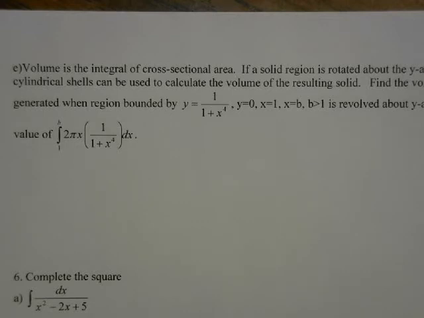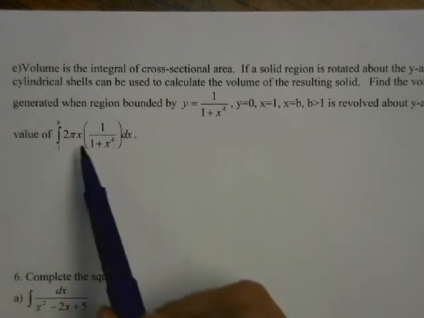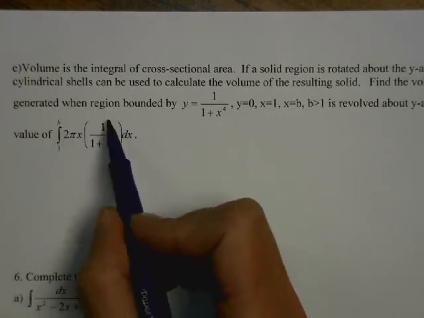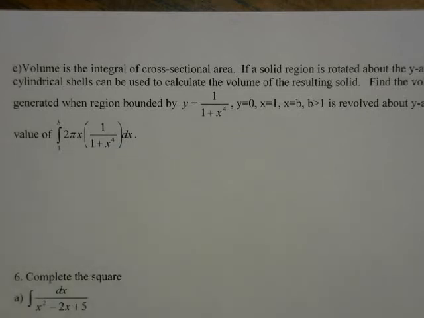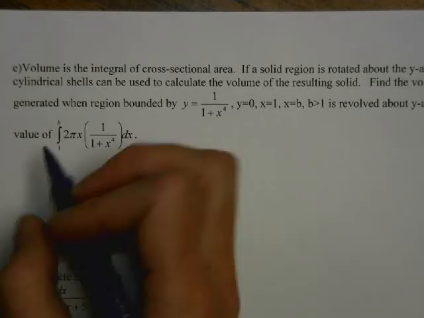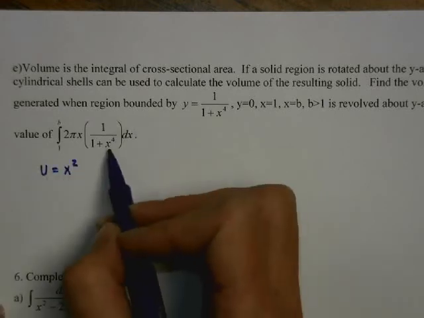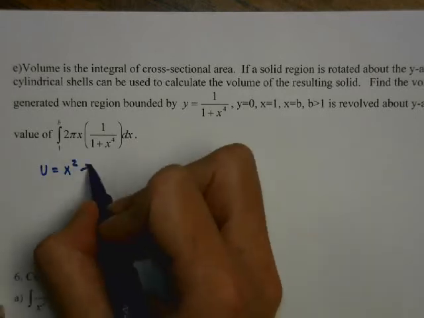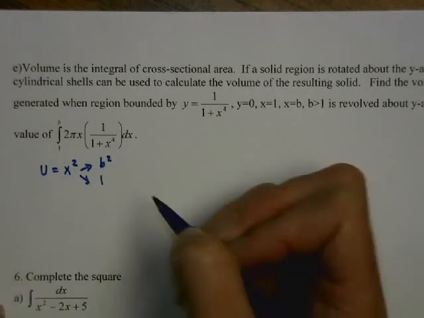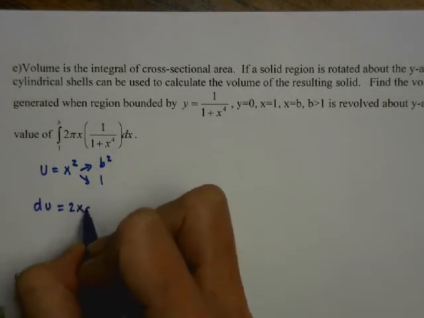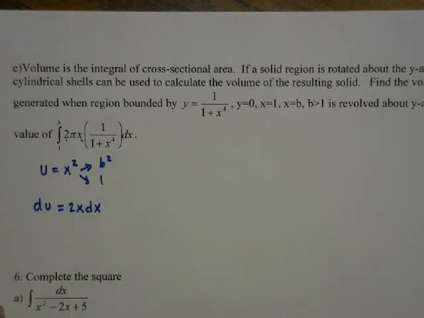In our next unit, we're going to be doing volumes. So this integral, and you can read all of this about where this comes from. But this is the integral from 1 to b of 2 pi x times 1 plus x to the 4th. So I'm going to do a u substitution with x squared, because this is going to be x squared squared. So this is going to go from b squared and 1. du is going to equal 2x dx, which I have there.